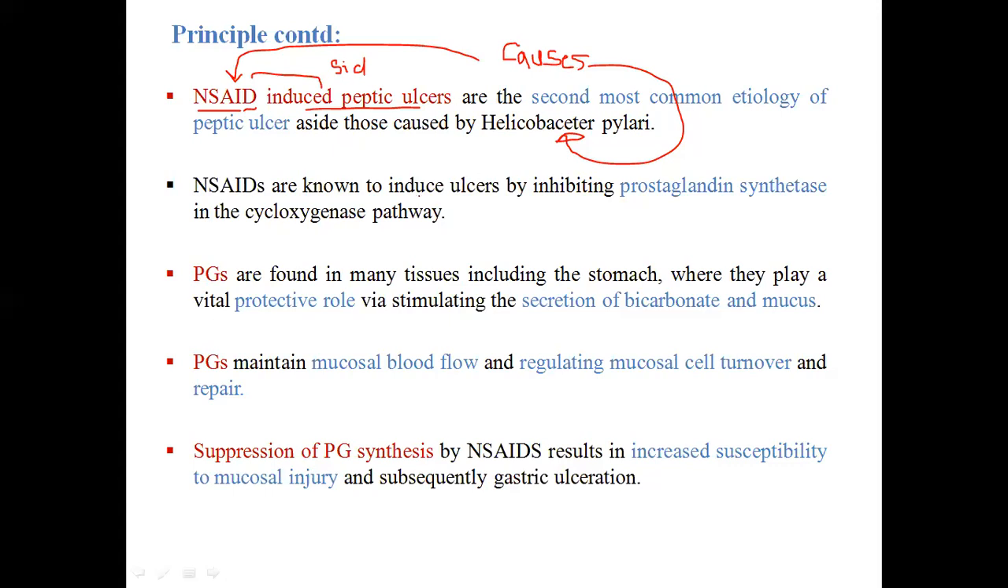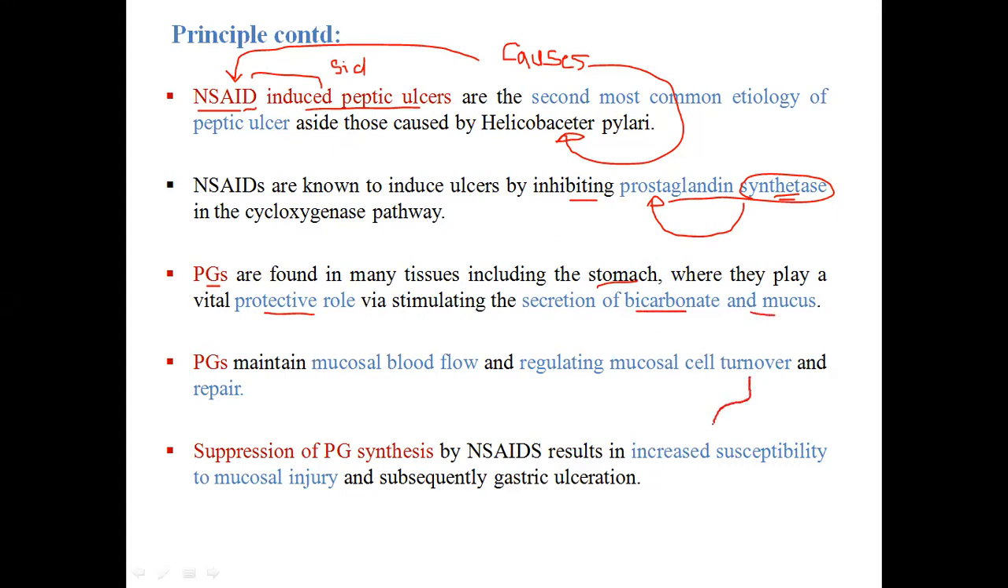Now, NSAIDs are known to induce ulcer by inhibiting prostaglandin synthetase. This is an enzyme which is responsible for synthesis of the prostaglandin. Now, PGs, that is prostaglandins, are found in many parts, like the stomach also, and they have a protective role by stimulating secretion of bicarbonate and mucus.